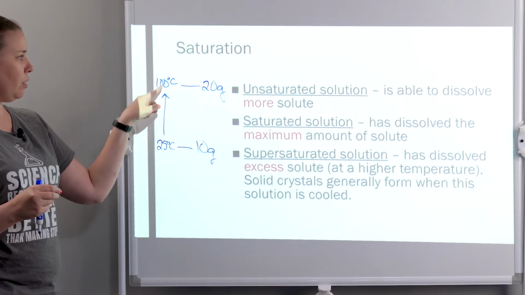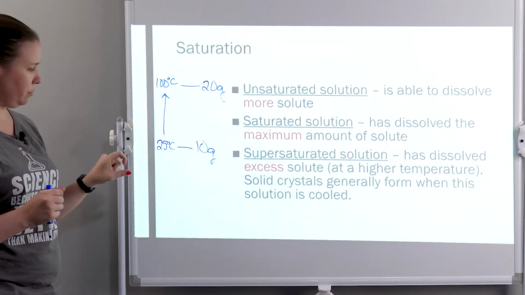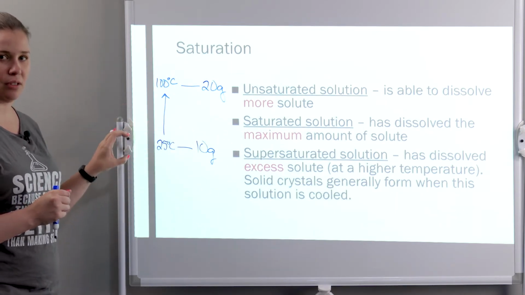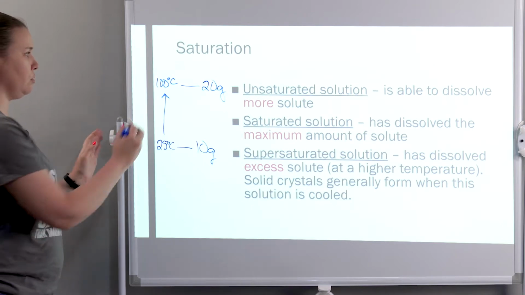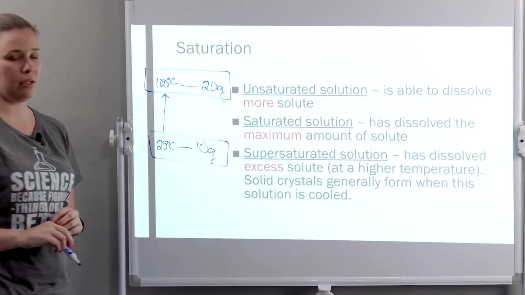If I can hold 20 grams at 100 degrees Celsius, at 100 degrees Celsius, that's a saturated solution. If I can hold 10 grams at 25 degrees Celsius, at 25 degrees Celsius, if I have 10 grams, that's a saturated solution. So these are two different types of saturated solutions that I could make.